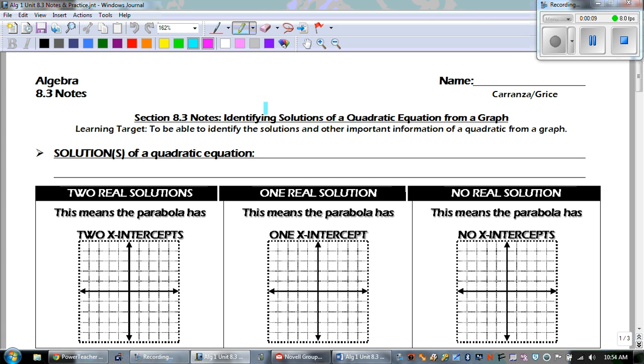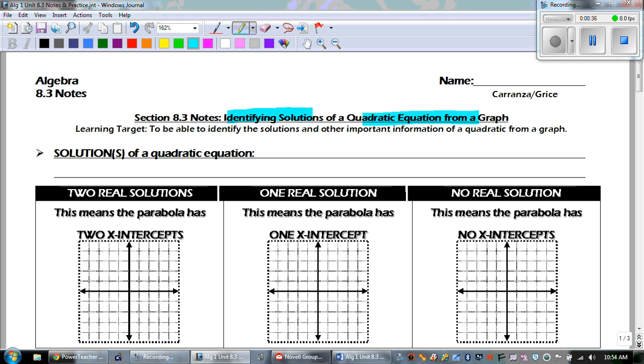Today we're going to be talking about identifying solutions of a quadratic equation from a graph. Our learning target today is to be able to identify the solutions and other important information of a quadratic from a graph. Woo! That's a mouthful. Well, are you guys ready to get started? Good. So am I.